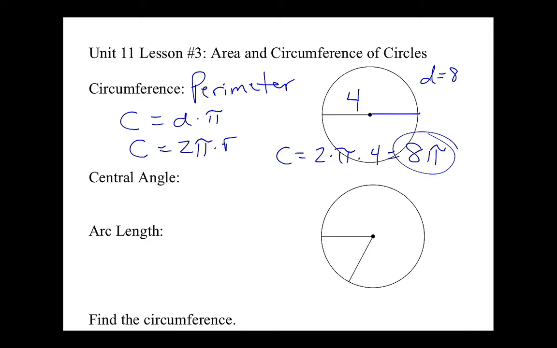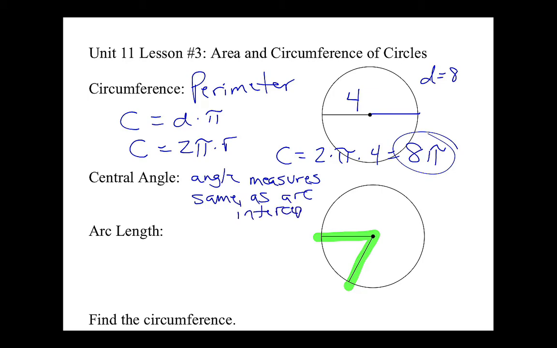Recall that a central angle is an angle created by 2 radii, so this angle in my circle over here is a central angle. And the main thing you need to remember is that the angle measures the same as the arc that it intercepts. So if this was a 70-degree arc, this would be a 70-degree angle.